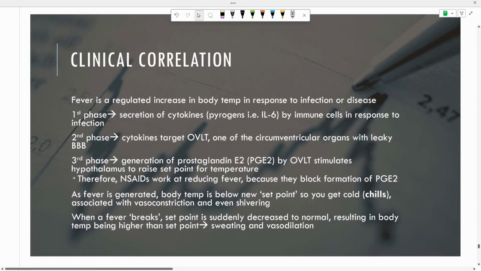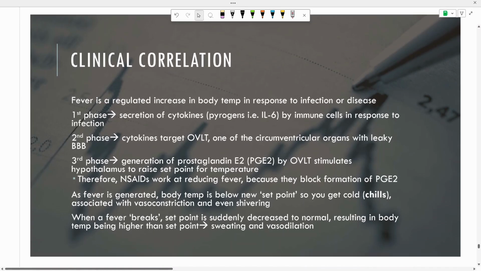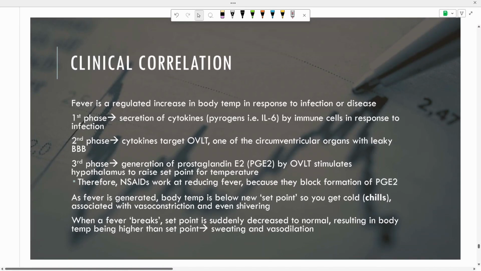So let's talk about fevers. A fever is a regulated increase in body temp in response to an infection or a disease. The first thing that happens is cytokines are released. They include pyrogens. What's pyro? Fire, heat. It's going to generate heat. They're going to make us have a fever. They're released by our immune cells in response to an infection. Those cytokines are now floating along in the bloodstream. They go to the hypothalamus, which is a circumventricular organ, and it can sense those cytokines.